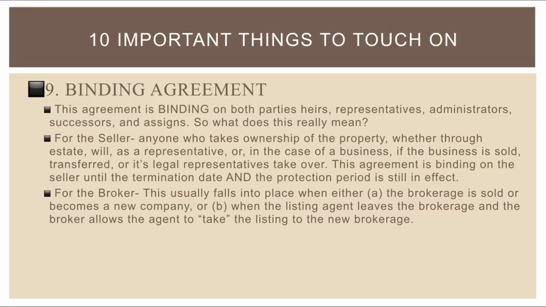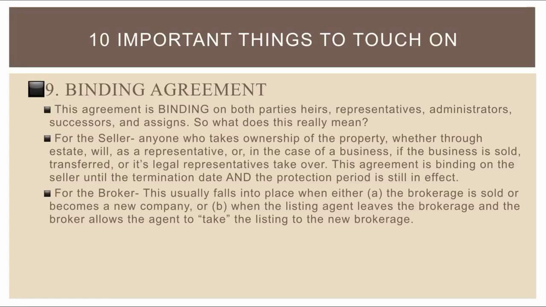We're almost at the home stretch. This is a binding agreement. Make sure that your seller understands that. It's binding on both the parties and their heirs, the representatives, administrators, successors, and assigns. So what does this really mean? For the seller, it means that anyone who takes ownership of the property, whether through estate, will, or as a representative, or in the case of a business, if the business is sold, transferred, or its legal representatives take over, this agreement is binding on the seller until the termination date and the protection period is still in effect.